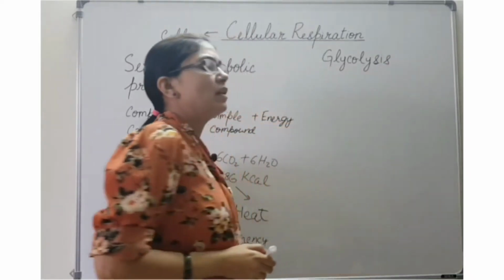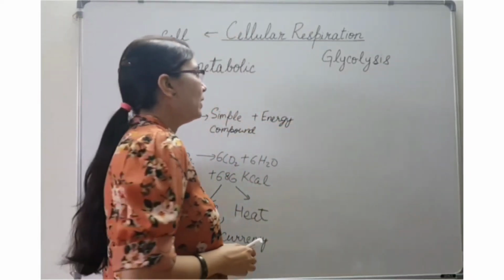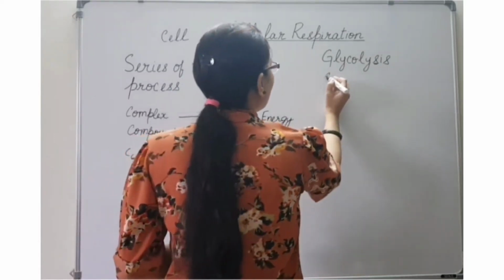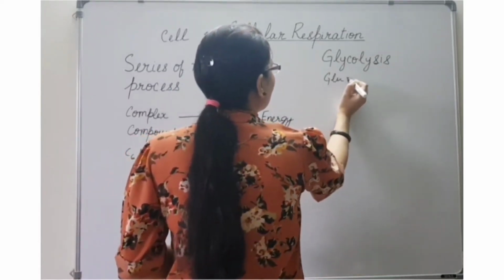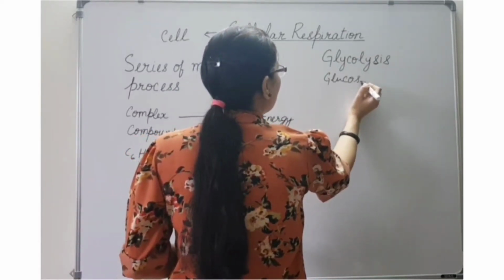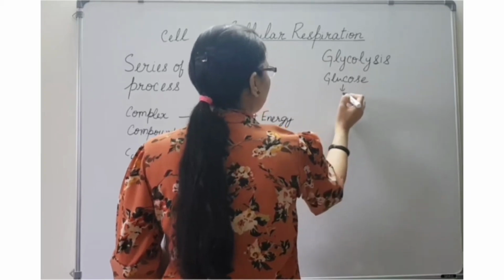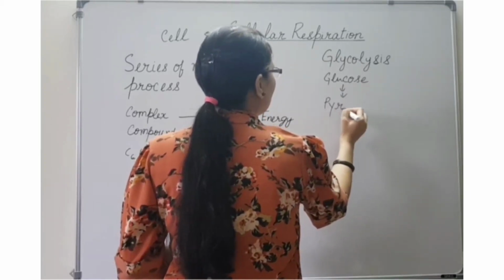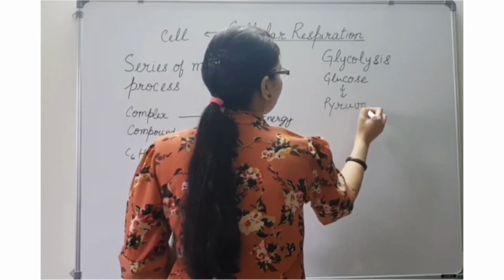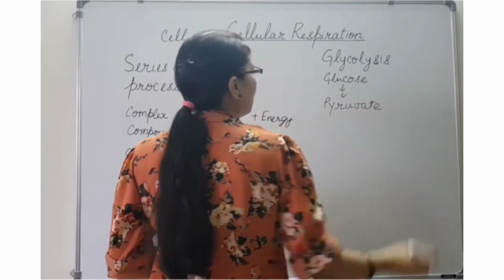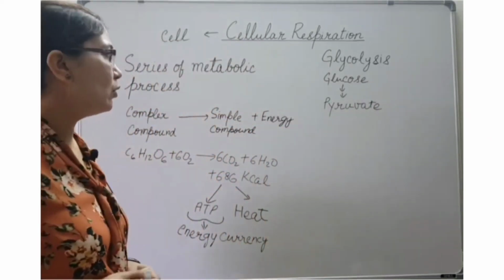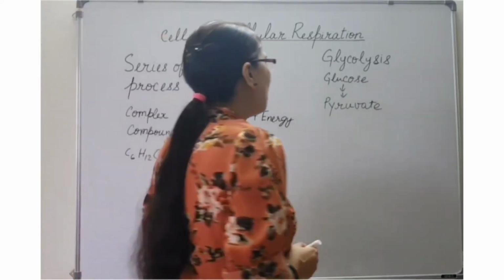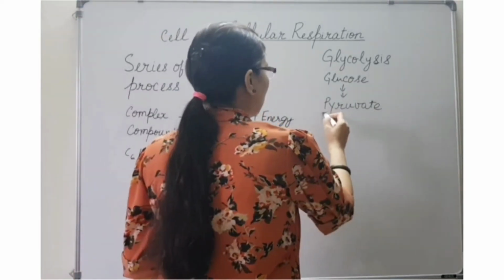It takes place in all the cells. In this, glucose through a series of reactions is converted into the final product pyruvate. This is partial oxidation of glucose. Now what happens to this pyruvate?